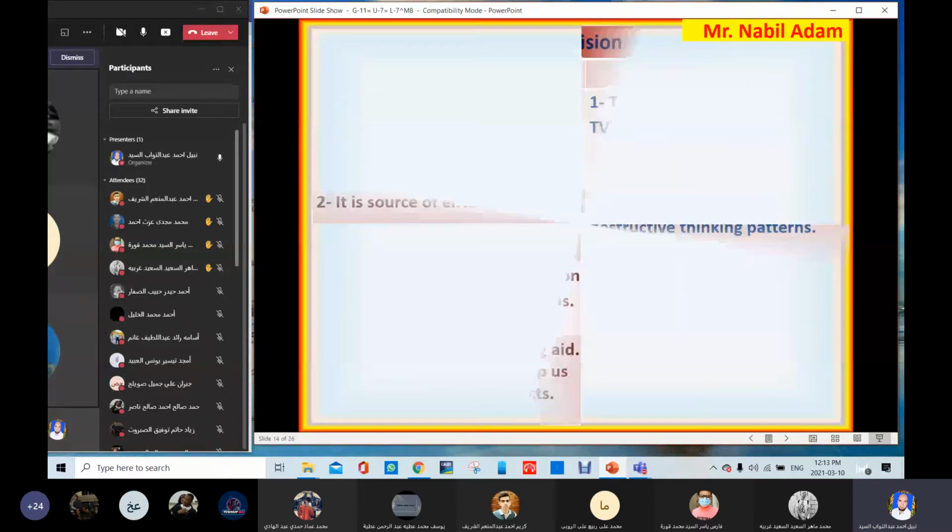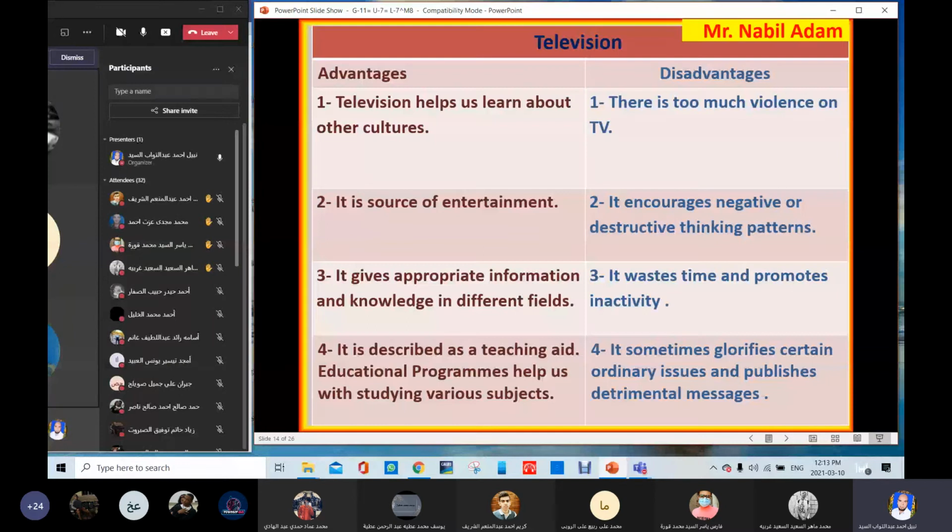Let's move to the advantages and disadvantages of the television. Television helps us learn about other cultures. You can learn about other cultures, their customs and traditions, if you watch programs from different countries. It's also a source of entertainment. You can enjoy your free time by watching your favorite program.